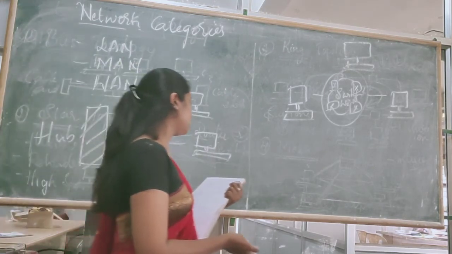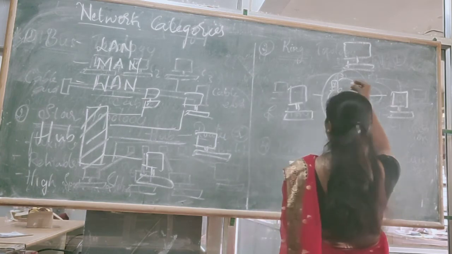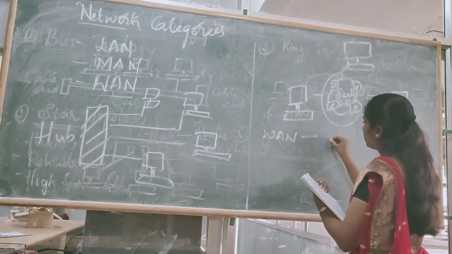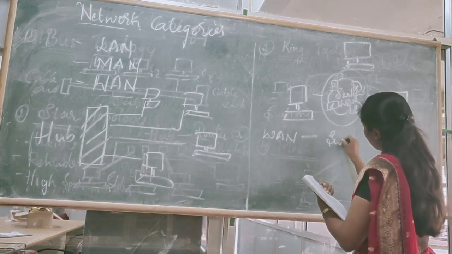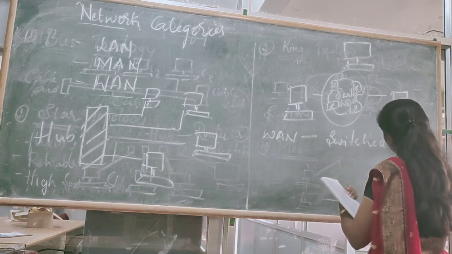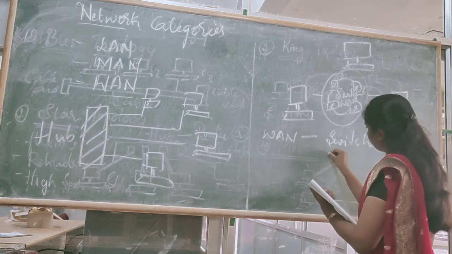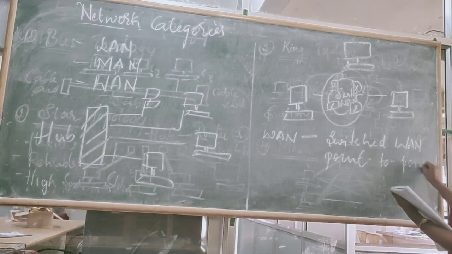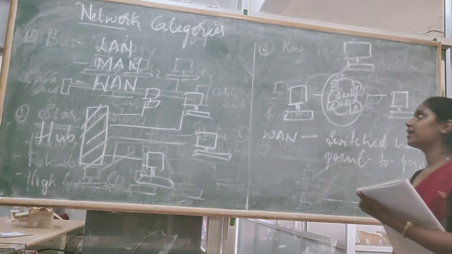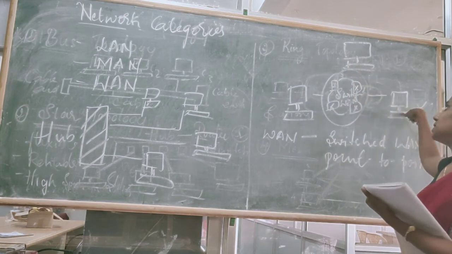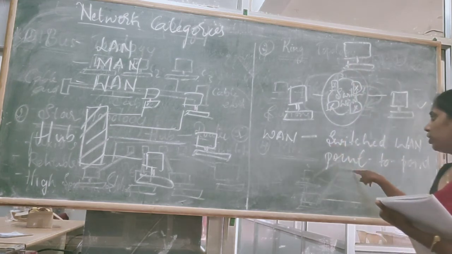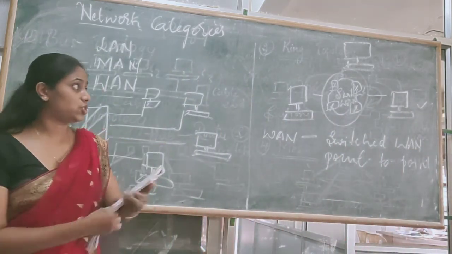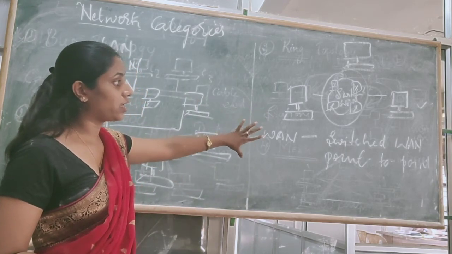So the WAN can be categorized into two types, that is point to point WAN or switched WAN. As simple as that. This is a switched WAN diagram. We have a switched WAN and systems are connected to the switched WAN. Point to point means two systems are connected through a single switch or single link. Okay.